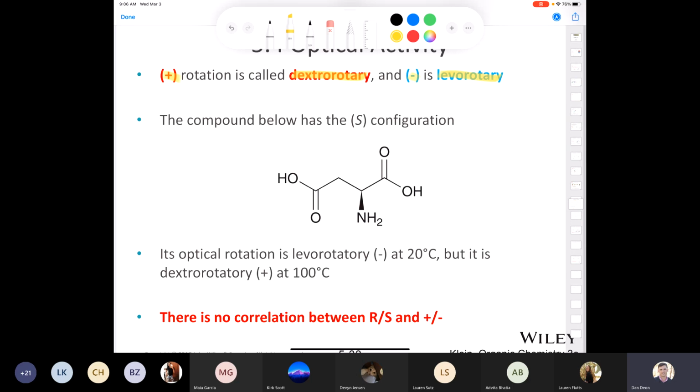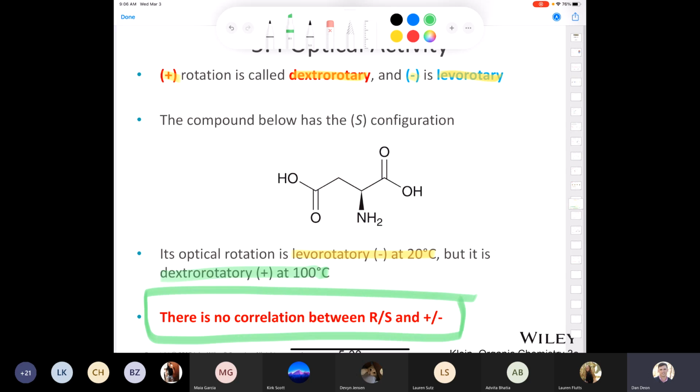But look at this chiral compound right here. The compound is levorotatory at 20 degrees Celsius. You jack up the temperature to 100 degrees. Come on, that's only the boiling temperature of water. And it goes in the opposite direction. So read my lips. There is no correlation between R and S and plus and minus, dextrorotatory and levorotatory. Okay? By the time I'm done telling you this 10 times, you'll never forget it. You'll remember that for the rest of your life. There's no correlation between the two.